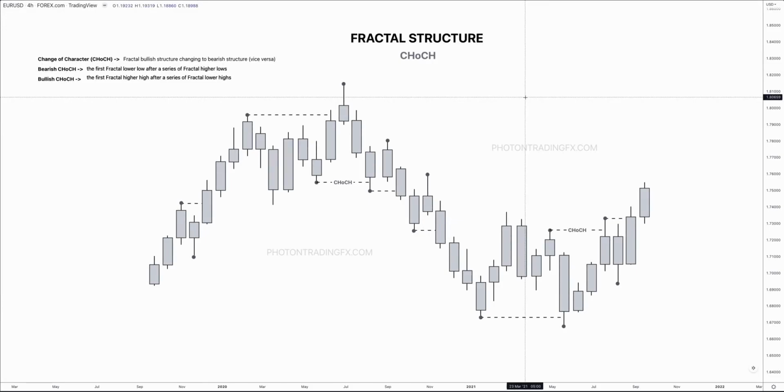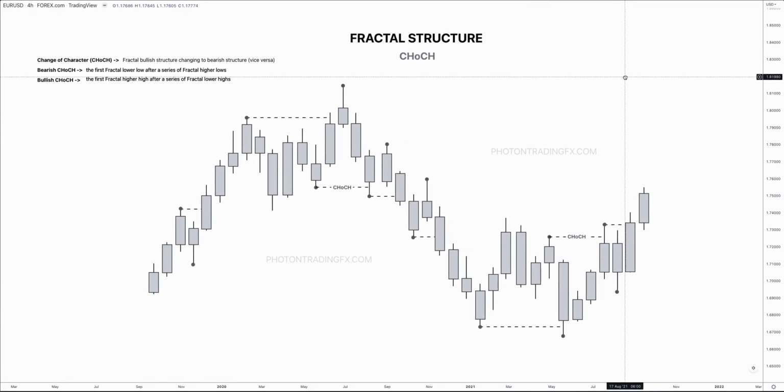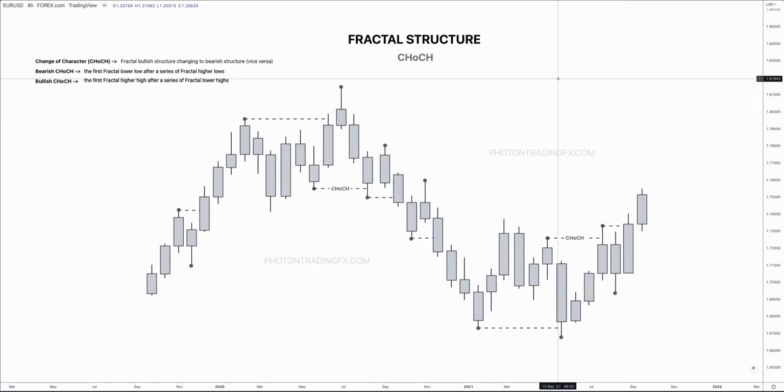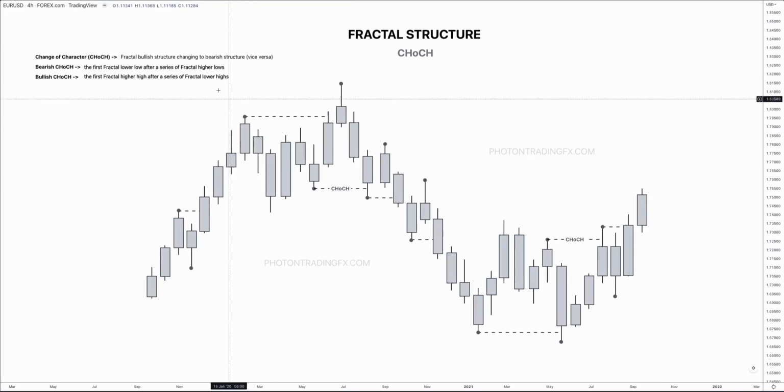Okay, so CHoCH, change of character, what is it? And how are we looking at this? Well, it is very simply everything that we just looked at, except we use the term change of character for when the fractal structure changes trend. CHoCH, which is short for change of character, simply means the fractal structure has changed trend, and we draw it on the line where that fractal structure changes trend, and that's it. I can't make it any more simple than that. That's as complicated as it needs to be, okay? So change of character is the fractal bullish structure changing to bearish structure, right? And vice versa. So all that means is fractal bullish structure shifting to bearish, i.e. the trend change.